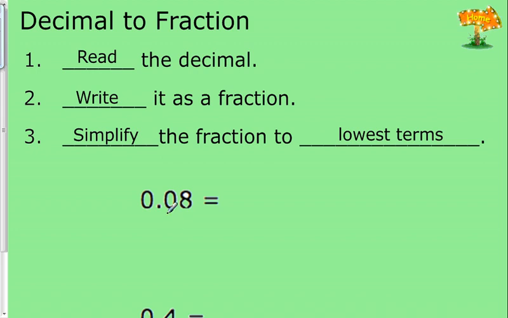In this section, you just really have to know your place values. For example, the first place right after the decimal is our tenths, then we have our hundredths, and what we would have next is our thousandths. So right now, this 8 is in the hundredths place. So that means we write it as a fraction, 8 hundredths.